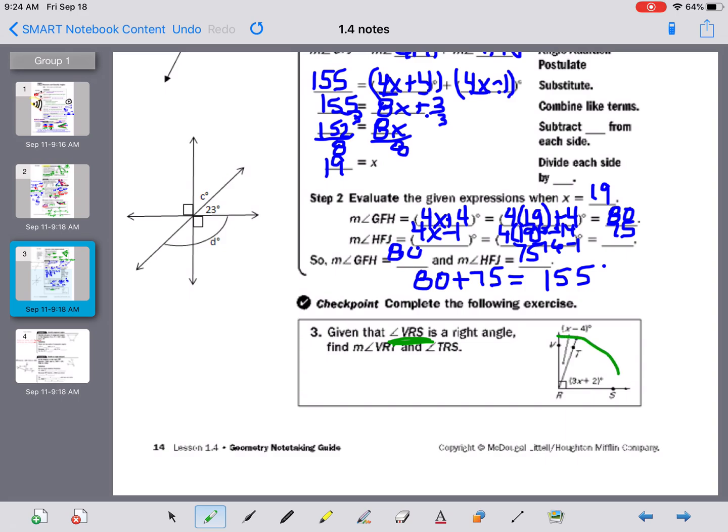Well, guess what? My whole is 90 degrees, right? That's what a right angle is. So we're going to find angle VRT and angle TRS, the small ones that make it up. So once again, I'm thinking part plus part equals whole.